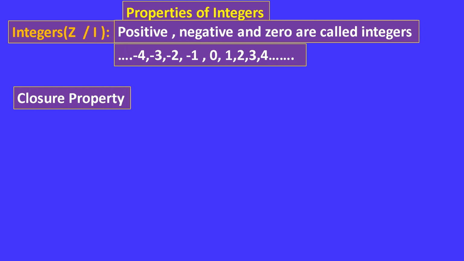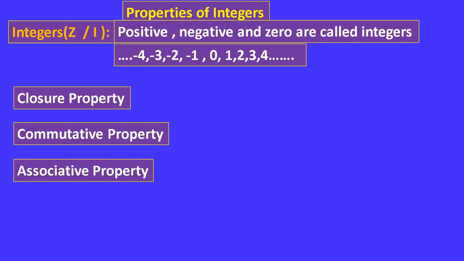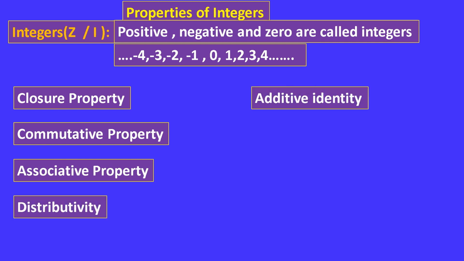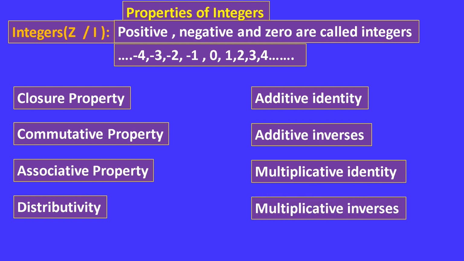In this video we have to learn closure property, commutative property, associative property, distributivity, additive identity, additive inverses, multiplicative identity, multiplicative inverses.